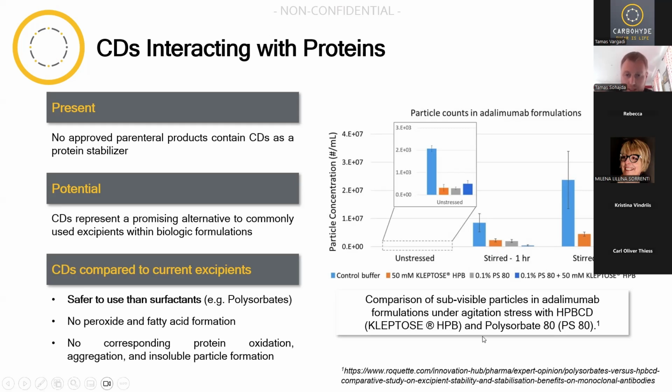But what you can see is that the model protein is here, the adalimumab, and in unstressed conditions, of course, there is a very limited particle concentration or aggregation, and upon stirring, the number of aggregates, obviously upon the interaction of the proteins, increases if they are kept in the control buffer. And here in this study, what is shown is very fascinating.